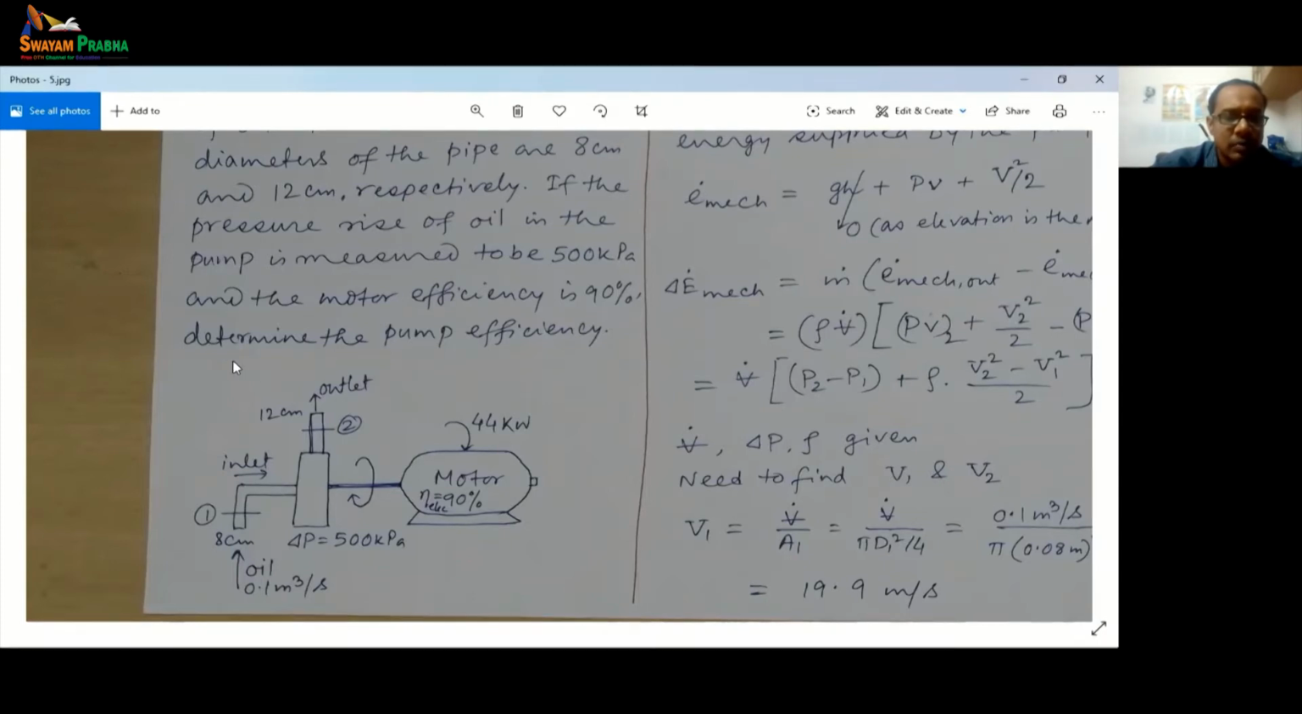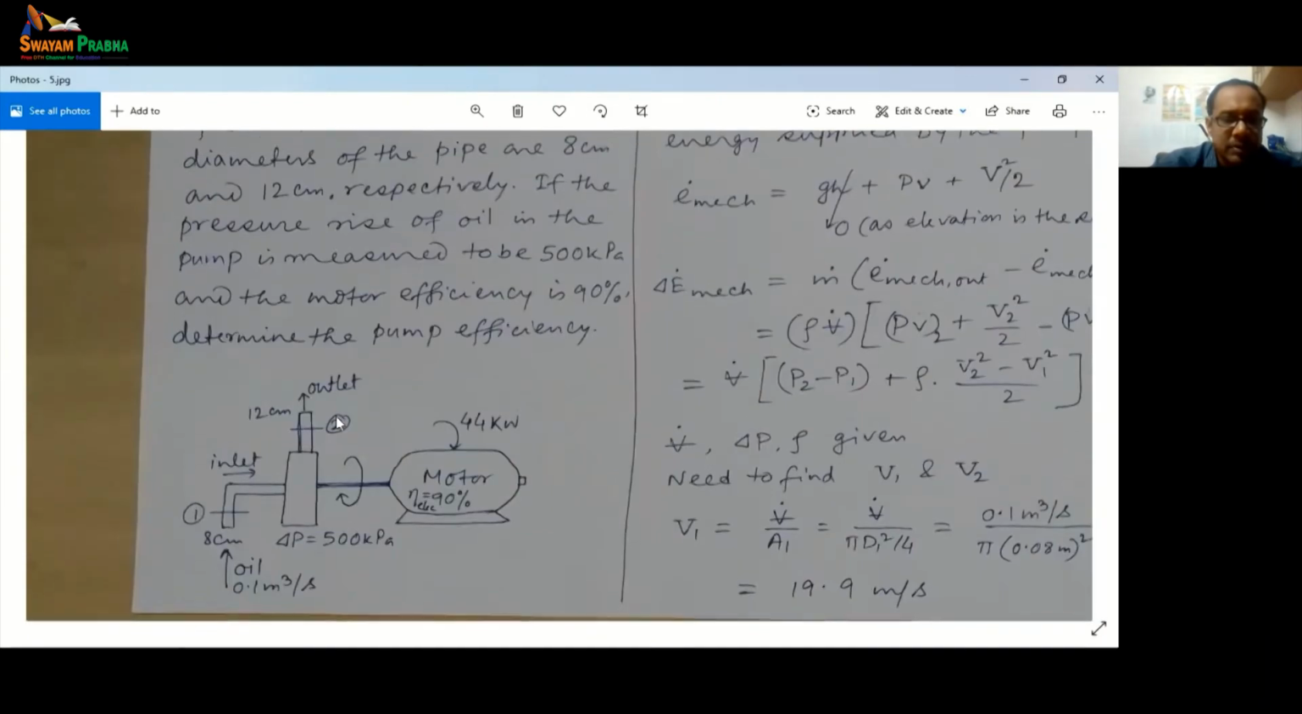Now you are to determine the pump efficiency. So the whole problem is summarized in this figure. You can see you have a motor which takes 44 kilowatt of electric power from outside, and it has an electrical efficiency of 90%. Now it drives a shaft which actually drives the pump, and the pump raises the pressure by 500 kilopascal. And what is the inlet condition of the pump at this state?